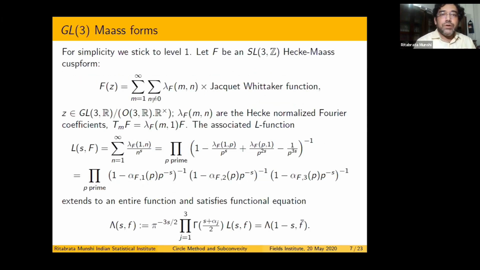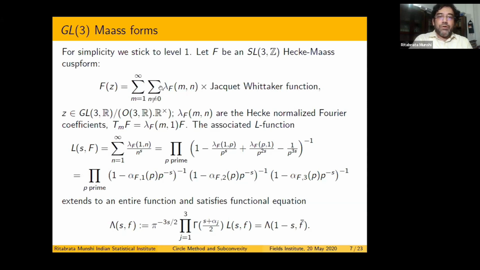All right. So now let's move to GL3 mass forms, which are much more complicated, so complicated that I'll not be able to write them down explicitly. So for simplicity, I'm going to stick to level 1. I'm looking at Hecke mass forms for SL3Z only, and not congruence subgroups of SL3Z. And they have a Whittaker Fourier expansion, which looks like this.